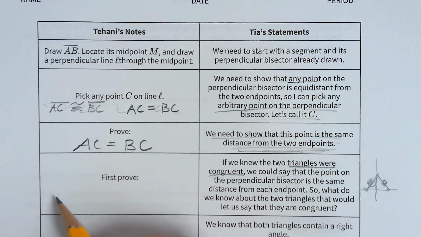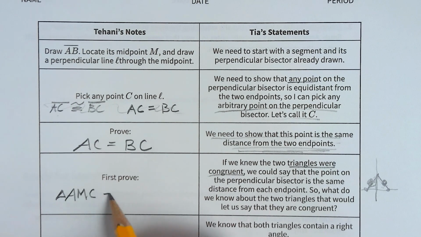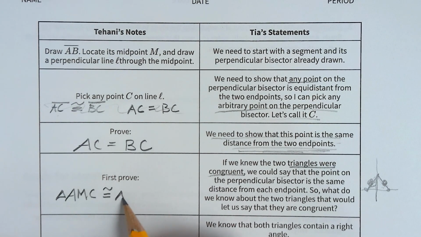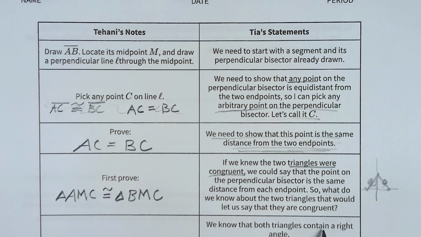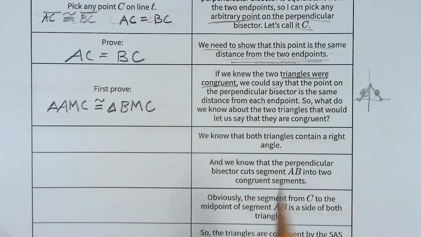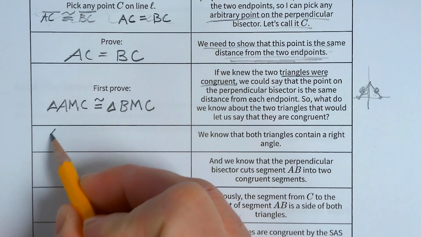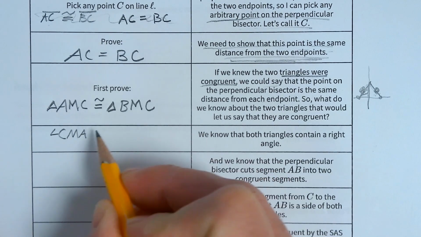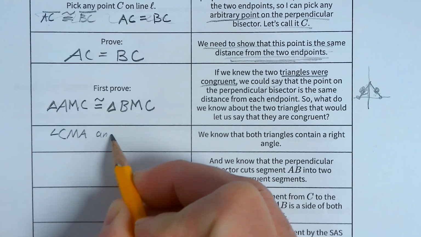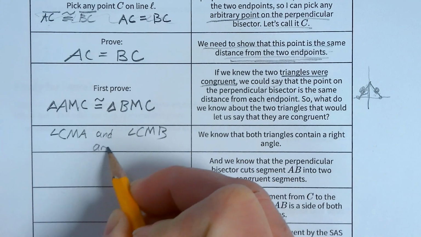So we want to prove that triangle AMC is congruent, sorry, to triangle BMC. Okay, we know that both triangles contain a right angle. We can just say that CMA and CMB are right angles.